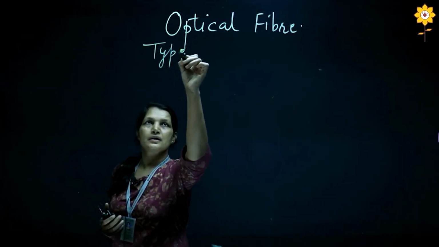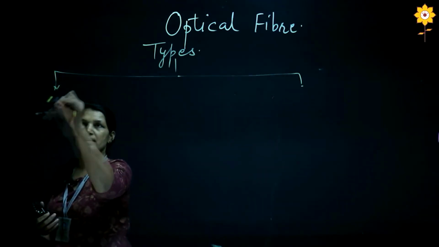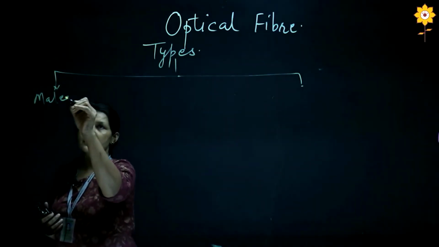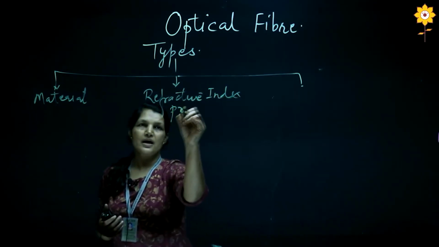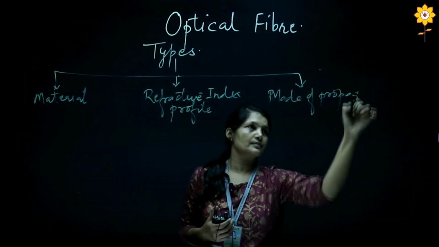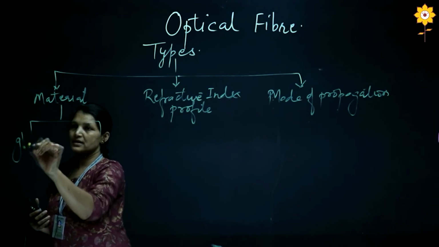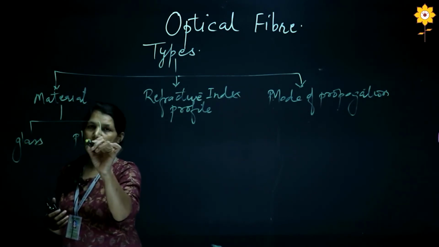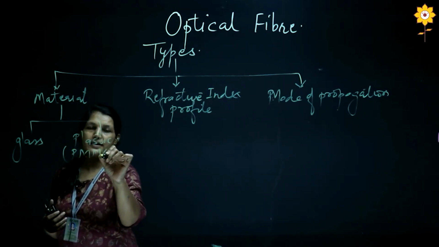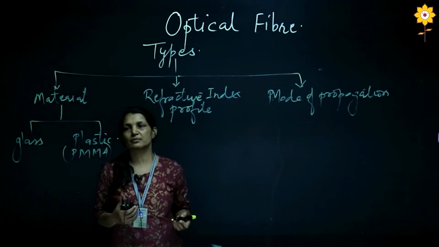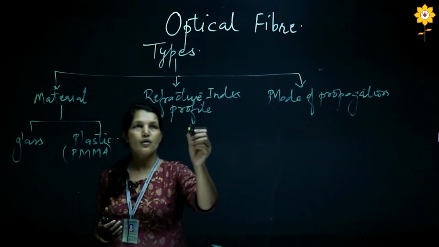The last thing that we are going to study is the types of the optical fiber. The types are categorized based on the material that we use, the refractive index profile, and the mode of propagation. Based on the material, it is classified as glass fiber or plastic fiber. If it is plastic, then polymethyl acrylate is used. Depending upon the material, it is of 2 types, a glass optical fiber or a plastic optical fiber.